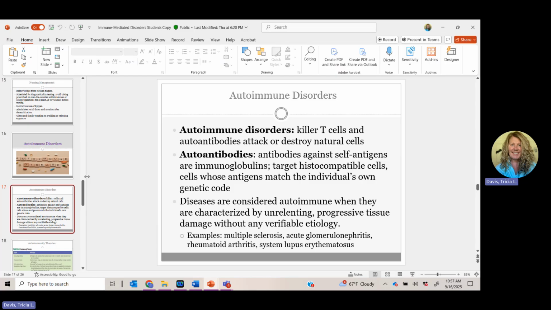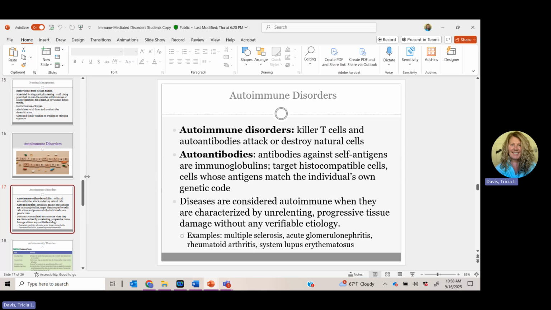So we have these autoantibodies, which are antibodies against these self-antigens. They're usually immunoglobulins. They target those histocompatible cells in the body, which are those cells whose antigens match the individual's own genetic code, which means that it belongs to them. It's not foreign. So we categorize or diagnose someone with an autoimmune disease when they develop these different disorders that have this unrelenting, progressive tissue damage that we can't find a reason for. Okay, there's no verifiable etiology.